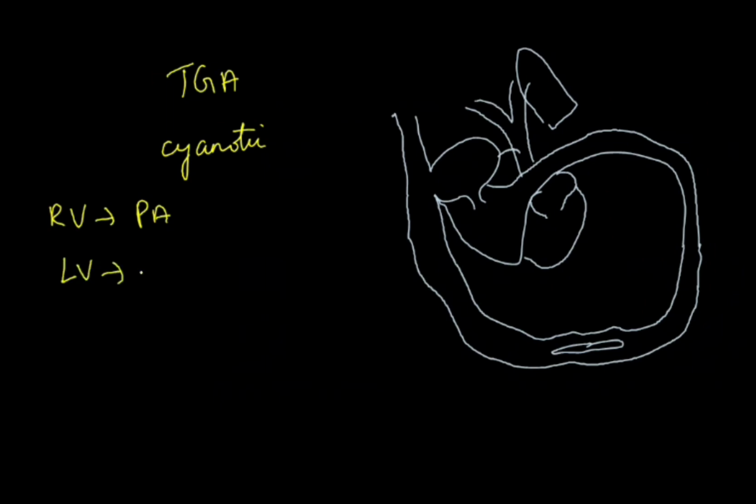Hi, today we are going to discuss transposition of great arteries. It is a type of cyanotic heart disease. Normally the right ventricle opens into the pulmonary artery and the left ventricle opens into the aorta. But in transposition of great arteries, the right ventricle opens into the aorta and the left ventricle opens into the pulmonary artery.